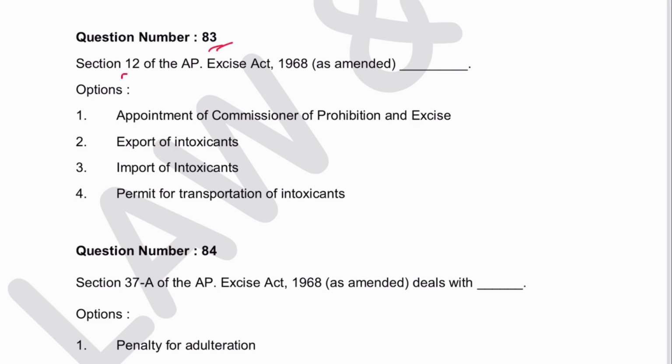Next is 83. Section 12 of AP Excise Act as amended is what? Appointment of Commissioner of Prohibition Excise, this is section 3. Export of intoxicant, section 10. Import is 9. Permit of transport of intoxicant is section 12. So 4 is the answer.